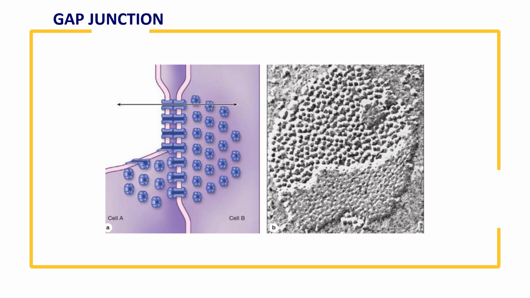Gap junction is illustrated like this picture. You can see the gap. This is the gap junction like a channel, and it communicates one cell to the other cells. And in the electron microscope, gap junction looks like this.